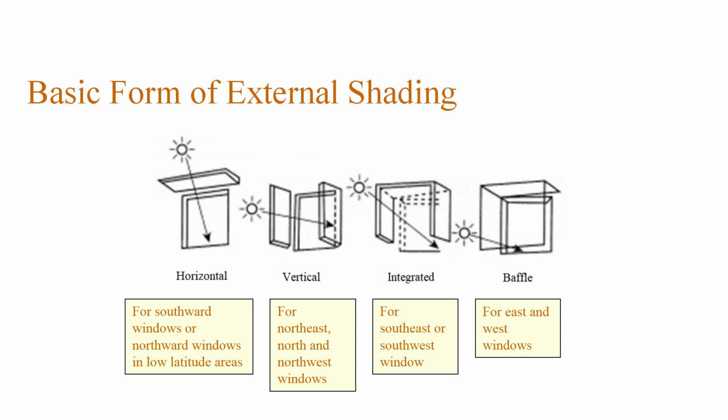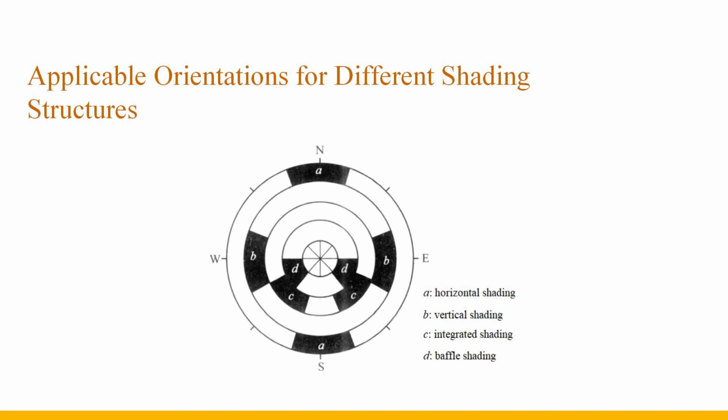The integrated type can block the sunlight with a medium solar elevation angle obliquely projected from the front of the window, so it is suitable for windows near the southeast or southwest direction. The bevel can block the sunlight with a small solar elevation angle facing the window, so it is suitable for windows near the east and west directions. This picture shows the applicable orientation of different shading structures, and the different shading forms can be selected according to the orientation of the window.